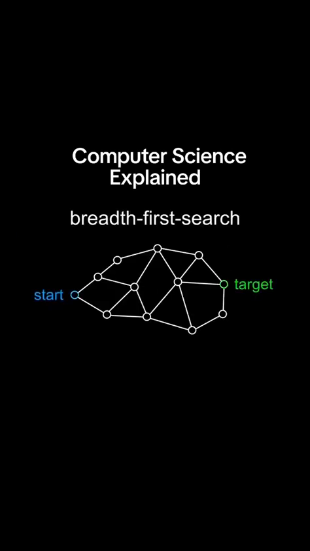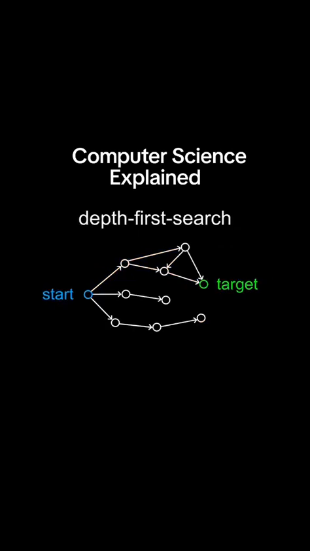Breadth first search starts at one node and moves out layer by layer until it finds the target node for the first time. Depth first search explores every single path fully until it reaches a dead end. Then it backtracks to the last node with a different path and continues from there in the same way until it finds the target node.